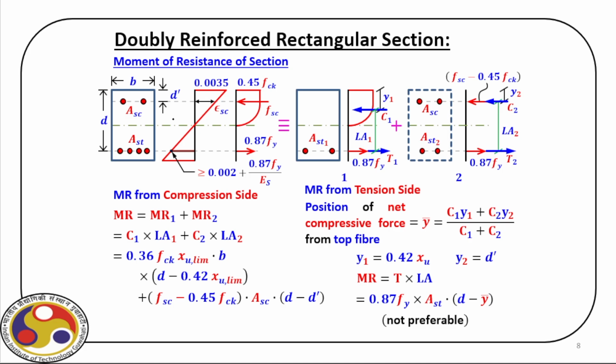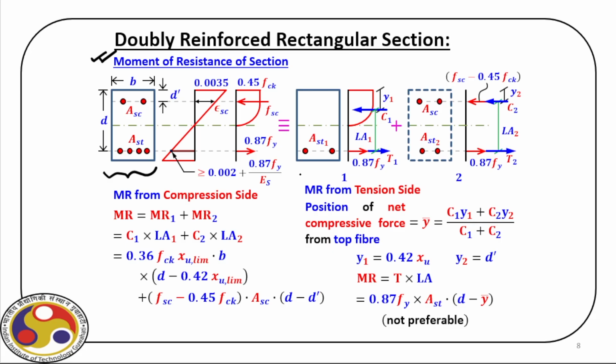So for this section, our next task is to find out the moment of resistance, because this value of moment of resistance represents the capacity of the section, and with the help of that capacity, you have to balance the demand that is coming from the structural analysis that you already know. Now for the moment of resistance, again, we can start with this doubly reinforced section and split it into two halves.